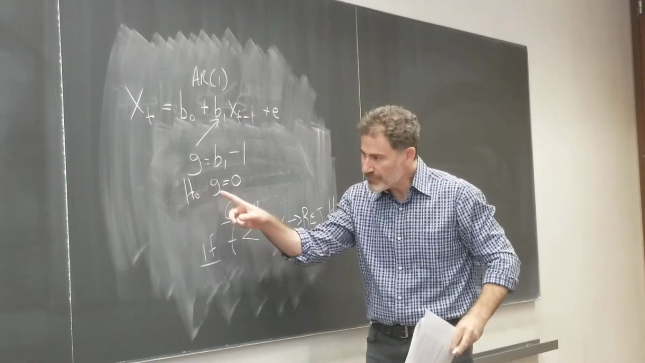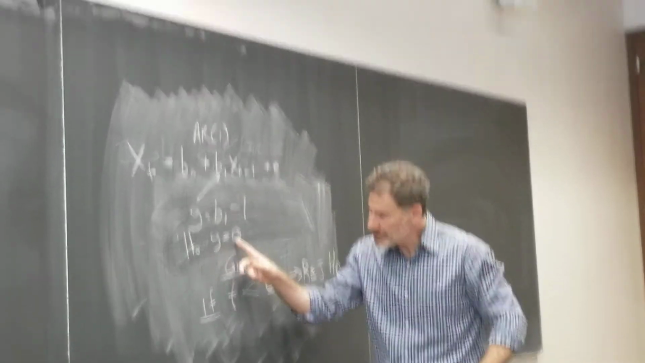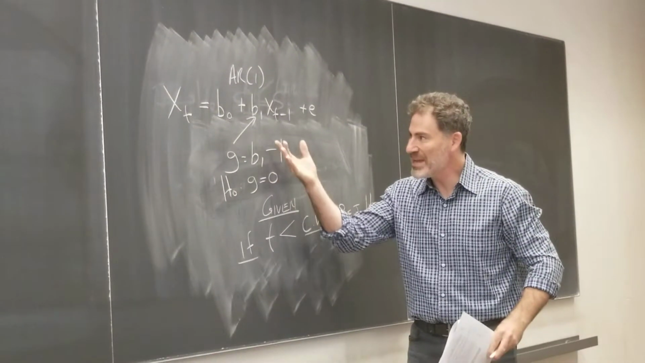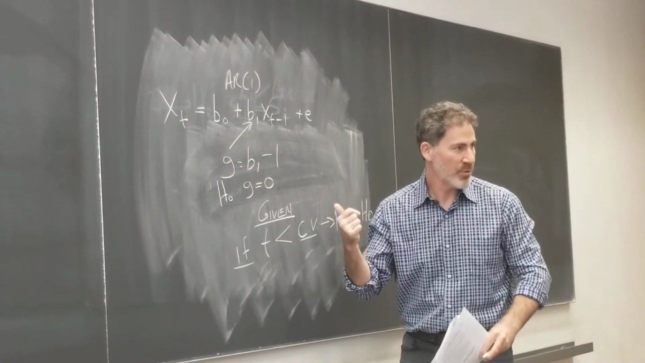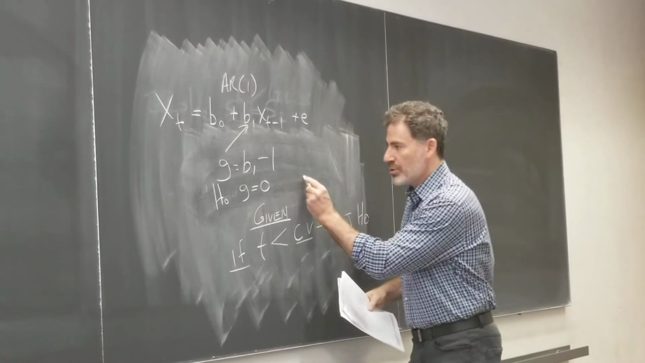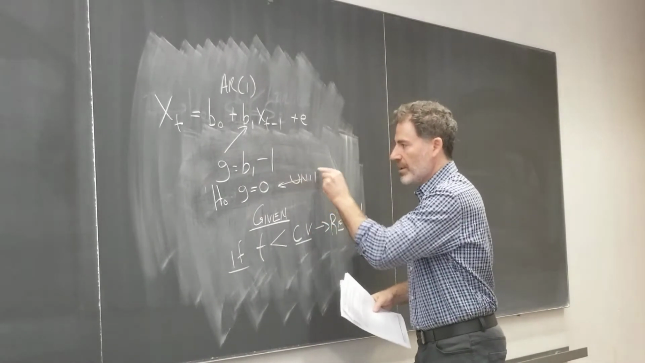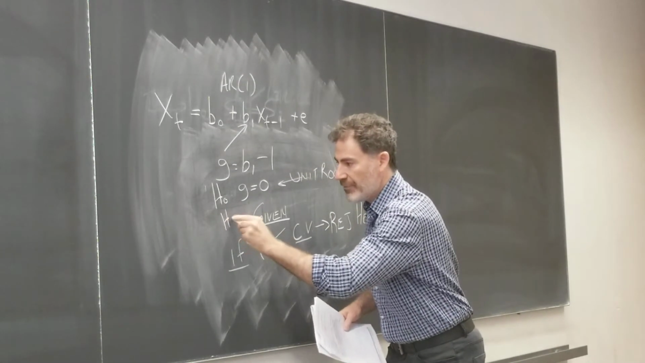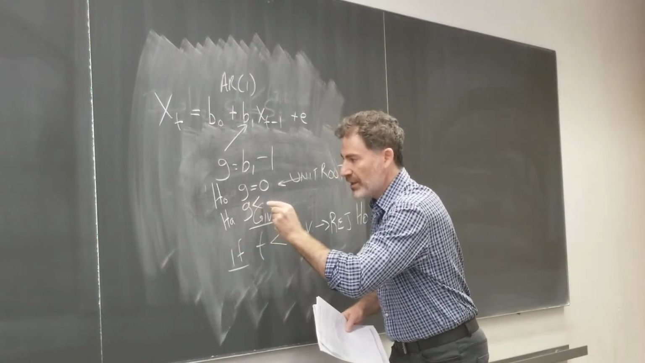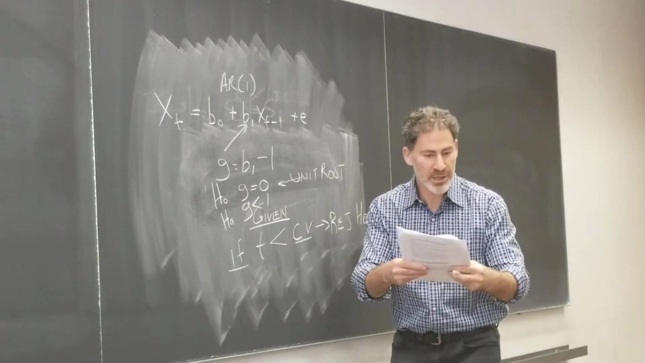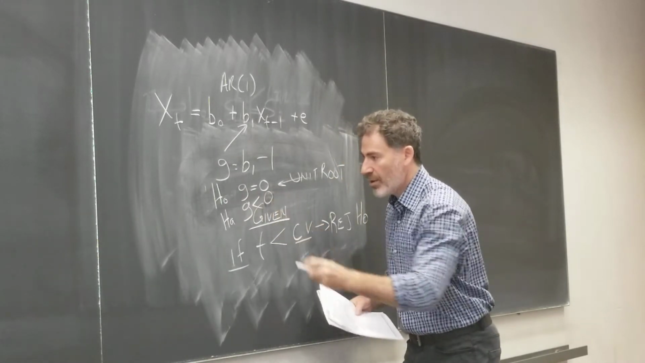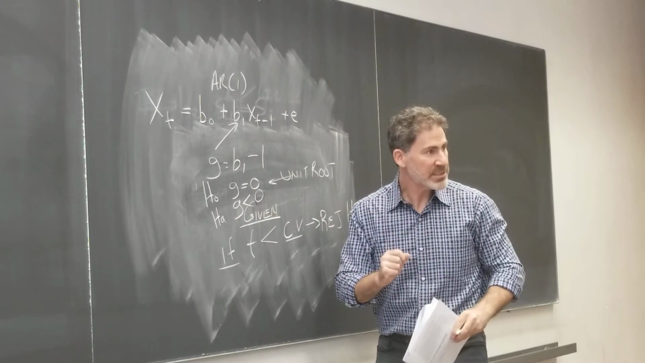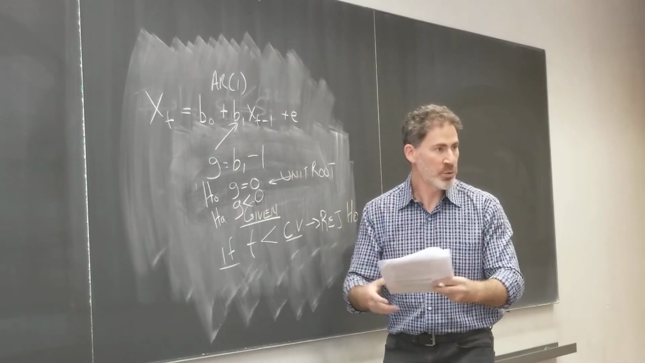So what does that mean if G is equal to 0? If G is equal to 0, then by definition beta 1 must be equal to 1, and there's a unit root. That's what it means. And the alternative: G is less than 0. What does that mean? Well, that means that our beta 1 is less than 1. So there's no unit root.